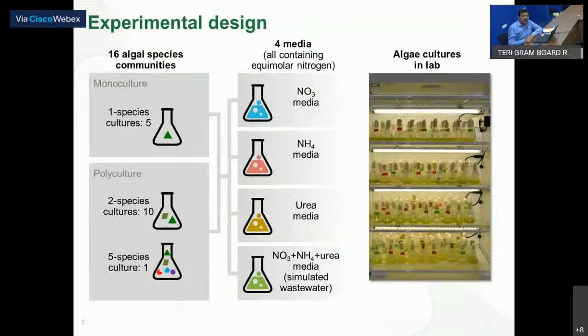To test this hypothesis, we took all 5 species and grew them separately, and we combined the 2-species cultures. From 5 species we get 10 different kinds of 2-species cultures. We called these polycultures, and the single species we called monocultures, and we mixed all 5. So we had 16 different species combinations, and we grew all 16 communities separately in 4 different nitrogen sources: nitrate, ammonia, urea, and a mixture of the 3 nutrients, keeping the total nitrogen concentration the same. We called that a simulated wastewater, because in wastewater there can be multiple kinds of nutrient sources. We grew them over multiple periods of time and measured their growth.